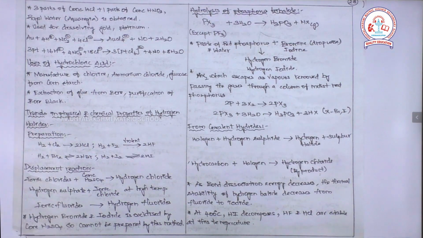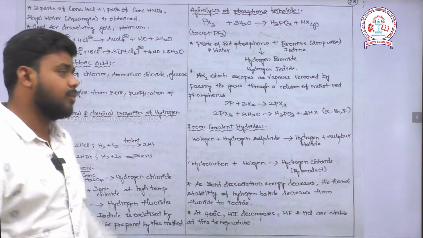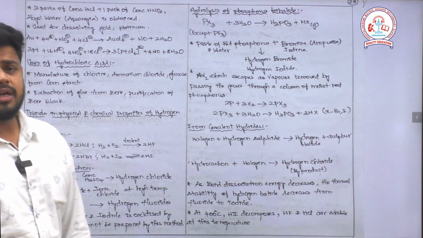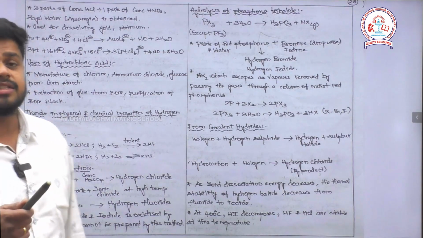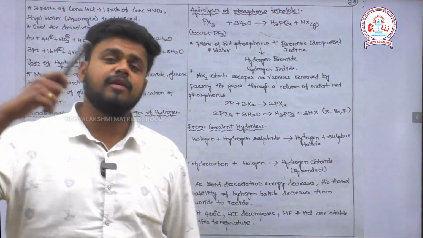Then uses of HCl. Uses of HCl include, from the HCl we are able to displace the hydrogen from it, thereby chlorine gas can be produced. Then HCl treated with ammonia forms ammonium chloride here. Then glucose can be prepared from cornstarch, which means this HCl is used to hydrolyze the starch, so that we'll be getting the glucose.